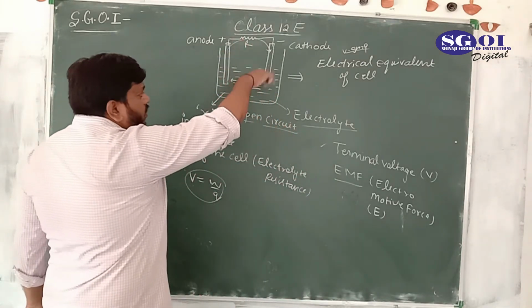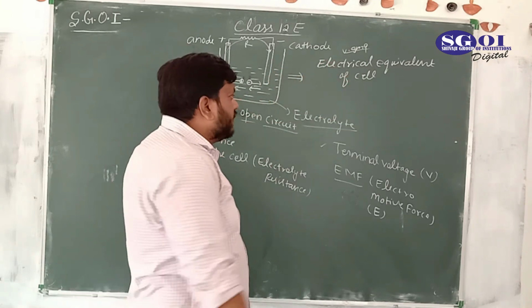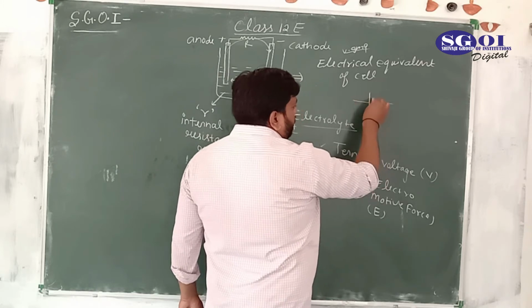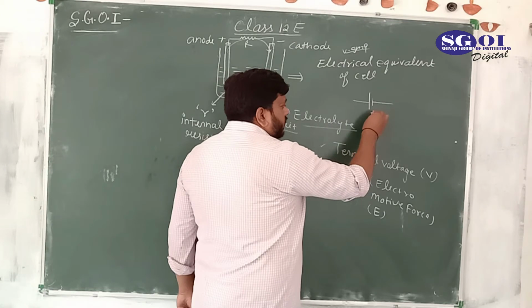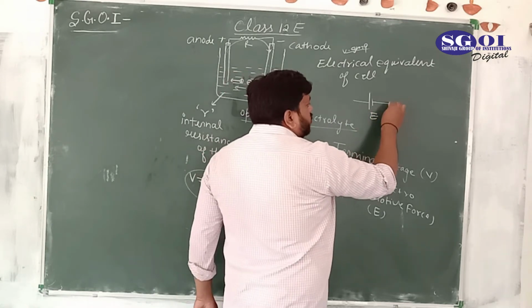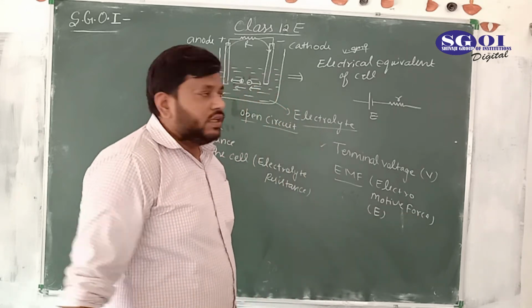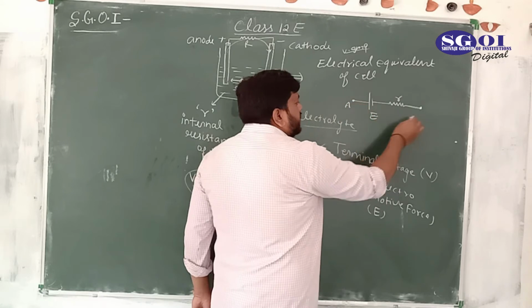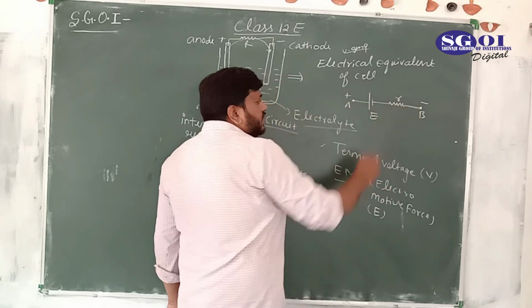What is the electrical equivalent of the cell? This whole circuit is the physical circuit. Now we are going to represent it electrically. This is the EMF, E, and it also has the internal resistance, so I am representing it as r. These are the terminals. We can say this is A, this is B. This is positive, this is negative. This is anode and this is cathode.